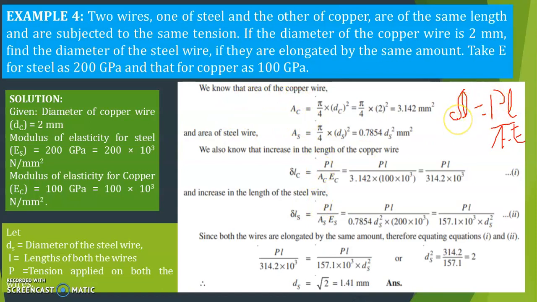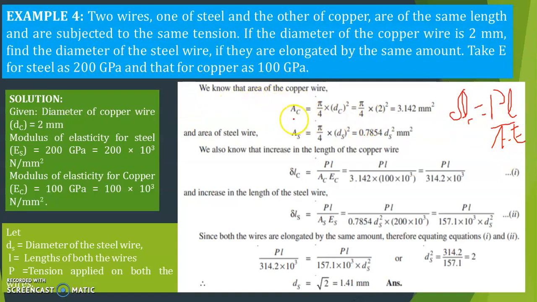Deformation you have to calculate, this is the total deformation. P is given: it is the same tension for both. P is the same for both steel as well as copper, and the length is also the same for both wires. A is different, E is different. First you calculate the area for the copper wire.